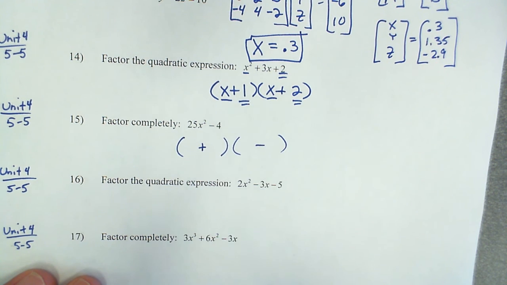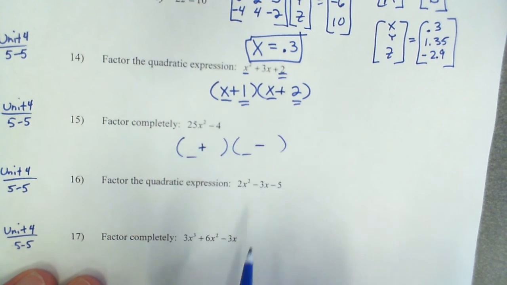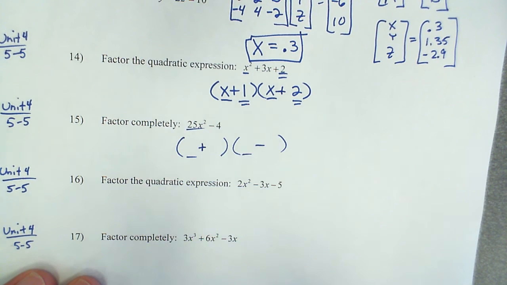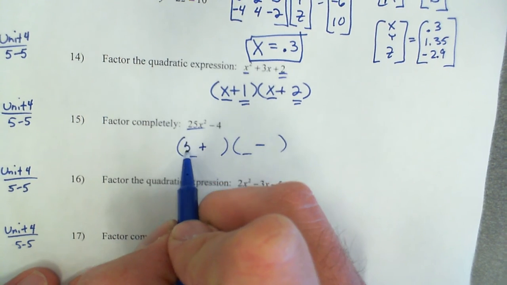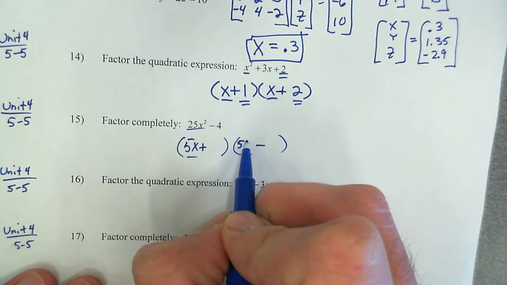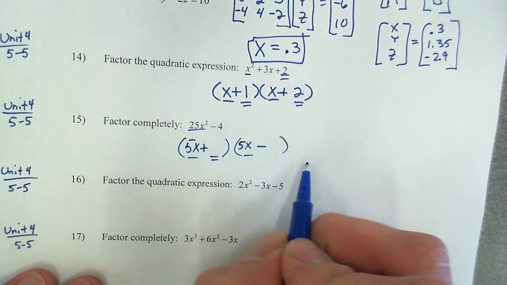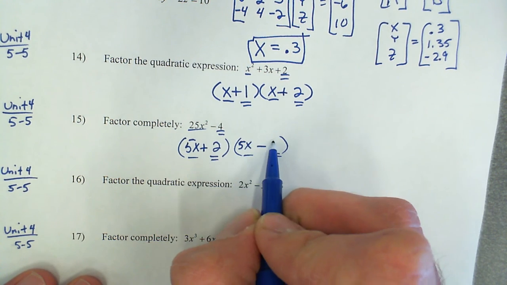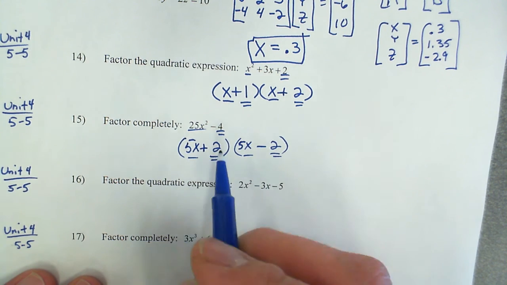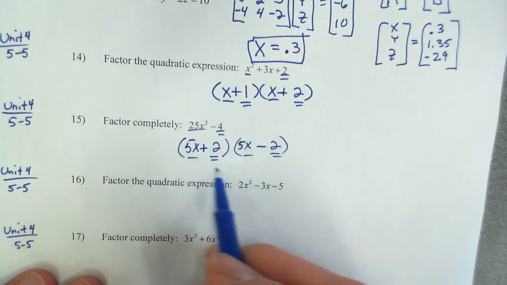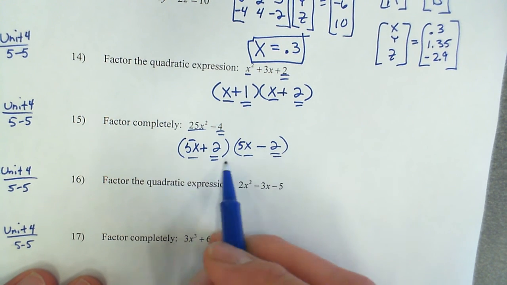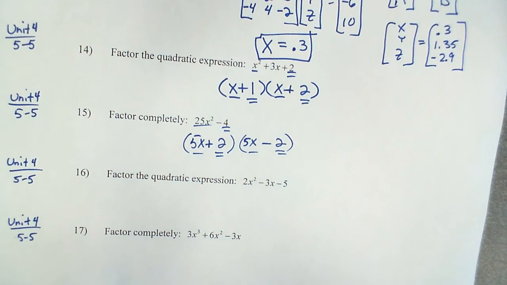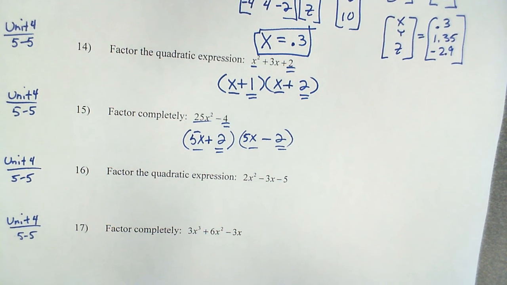One positive, one negative. The first term in each has to be the same, and it has to get you 25x squared. So that's going to be 5x and 5x. The last term in each has to be the same, and it has to get you 4. Got to be 2 and 2. And recall here that your outers would be negative 10x, your inners would be positive 10x, and they just cancel out. That's why there's no middle term.